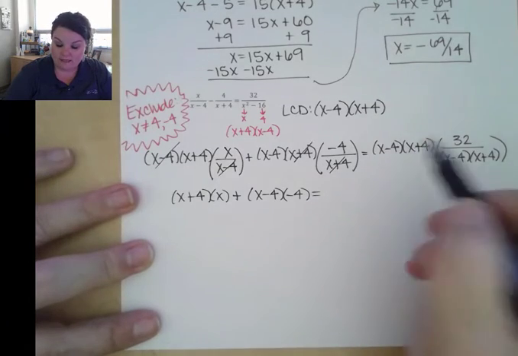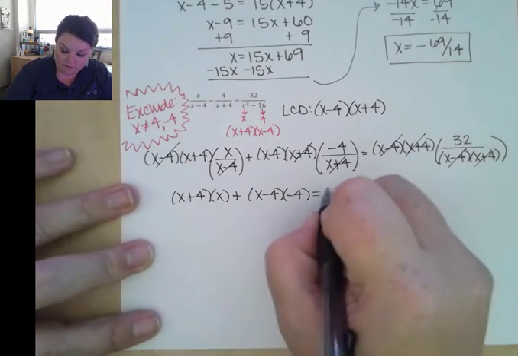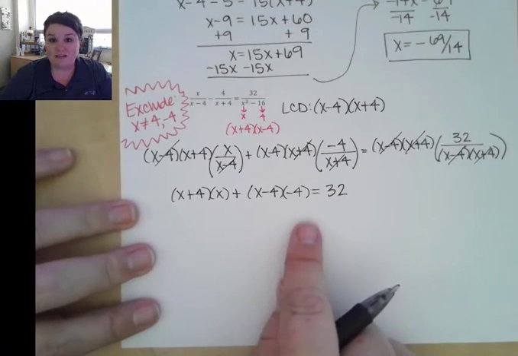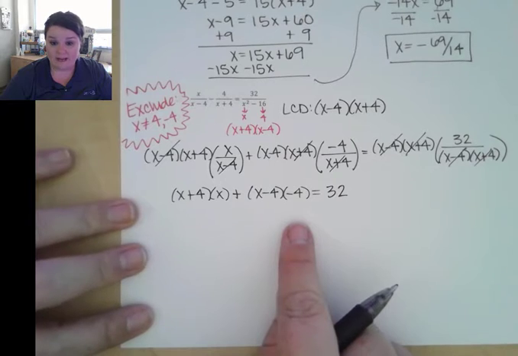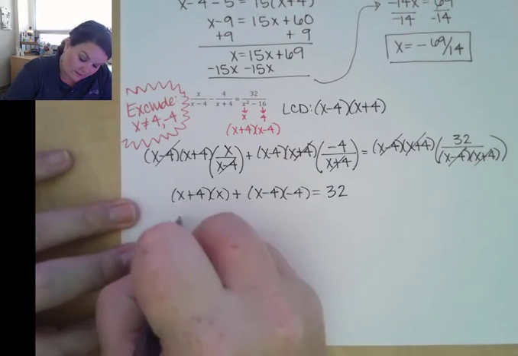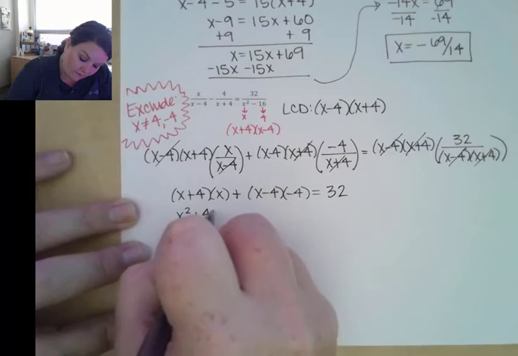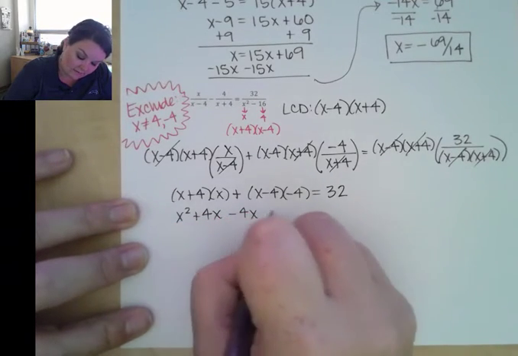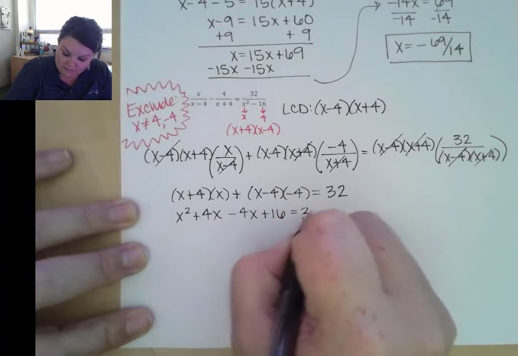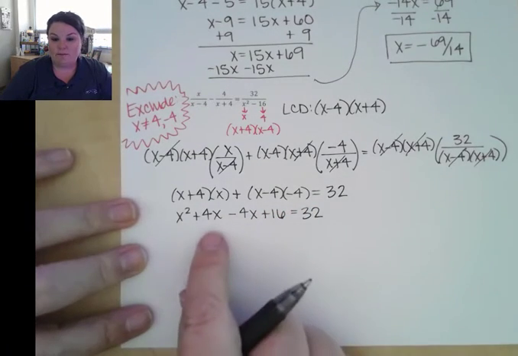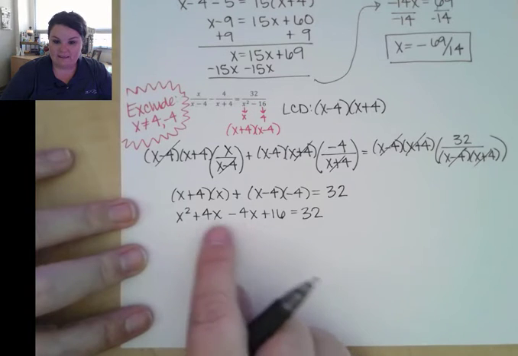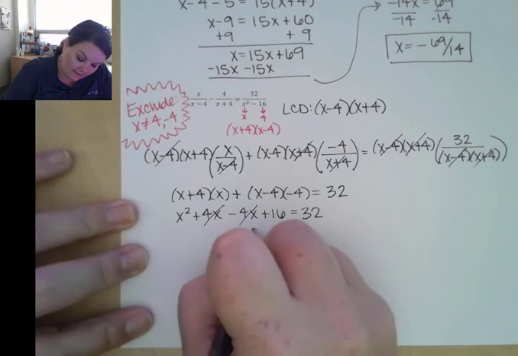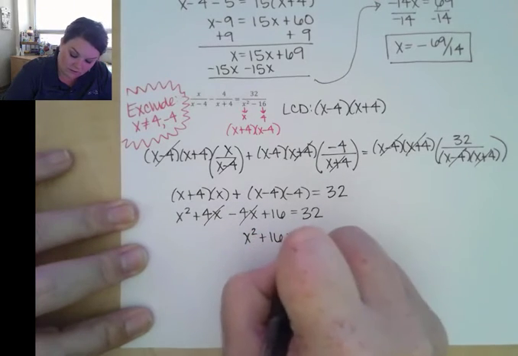And then on the right-hand side, both of my quantities cancel, and I'm left with just 32. Okay? So now this is something I should be able to multiply out and solve easily for x. So when I distribute here, this is going to give me x squared plus 4x. When I distribute my negative 4, I'm going to get negative 4x plus 16 is equal to 32. And then I combine like terms. Notice my x's are opposite, so those actually cancel out, and I'm left with x squared plus 16 equals 32.